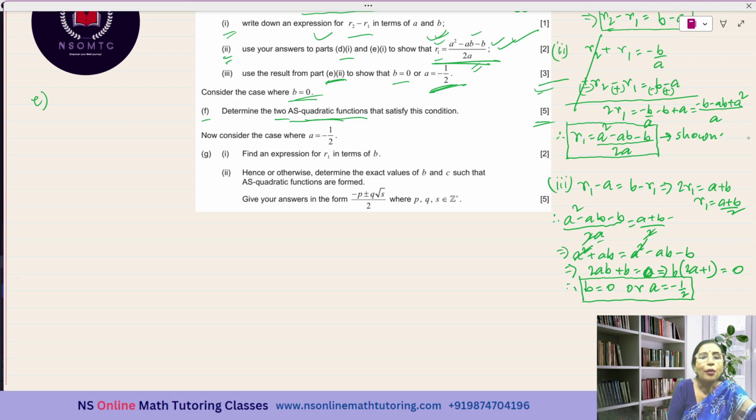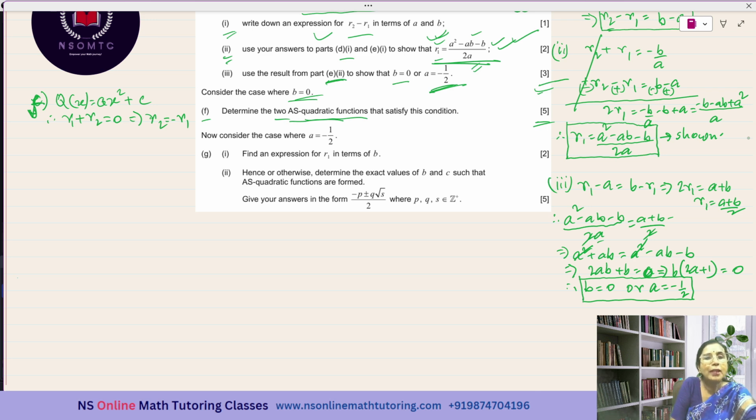Okay, so let us start my answer for subpart F over here. B is equal to 0. This is a quadratic function. So, Q of x, since B is equal to 0, will be equal to ax squared plus c. Therefore, R1 plus R2 is equal to 0, which says that R2 is equal to negative R1.